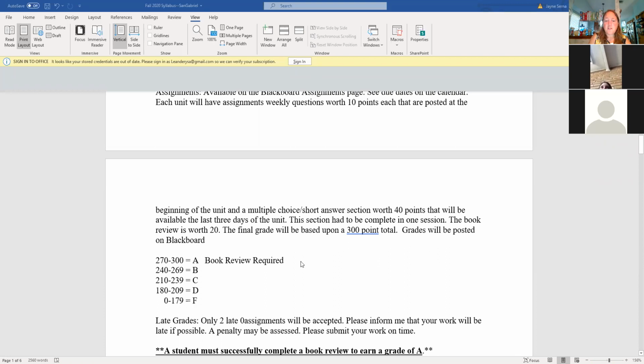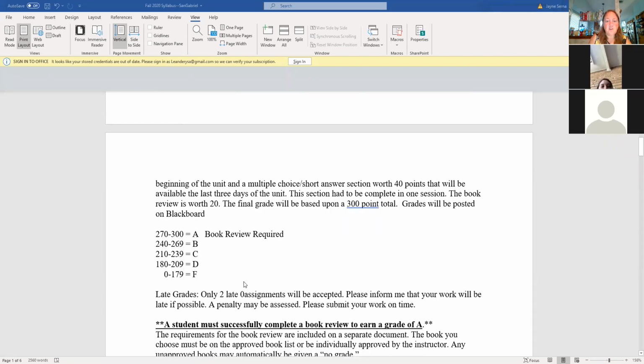Your point total for the class is 300, and then 90% of those points would be an A, and you have to write a book review as well to get an A. 80% of those points would be a B, 70 a C, and then you don't want to contemplate what's less than 70. You'll get like 10 points a week, so you should be able to keep up with this.